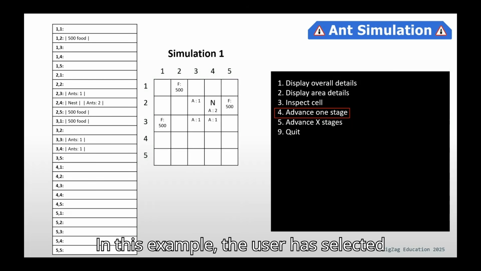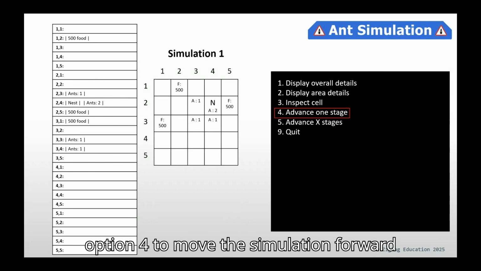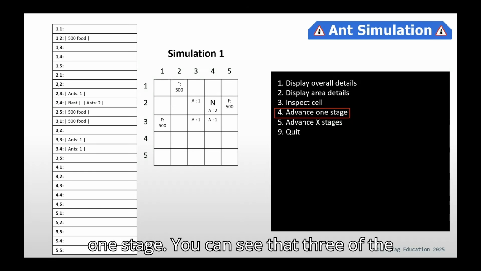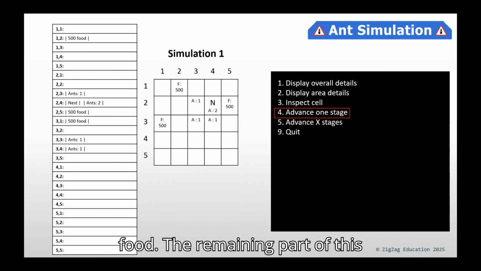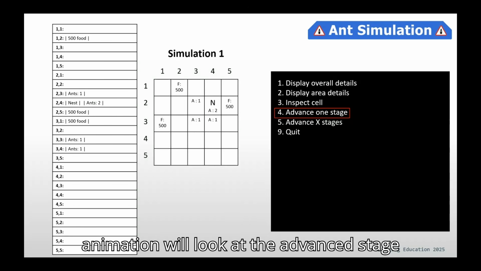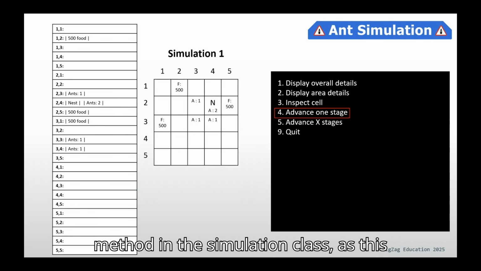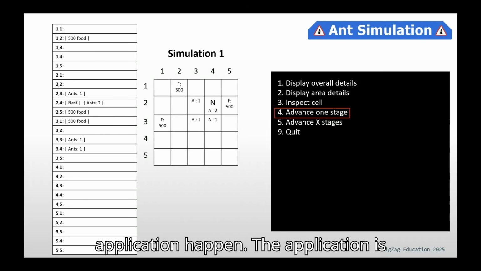In this example, the user has selected option 4 to move the simulation forward one stage. You can see that 3 of the 4 workers have come out of the nest, but none of them have yet found any food. The remaining part of this animation will look at the advanced stage method in the simulation class, as this is where the main aspects of the application happen.